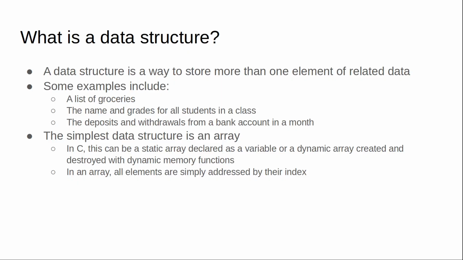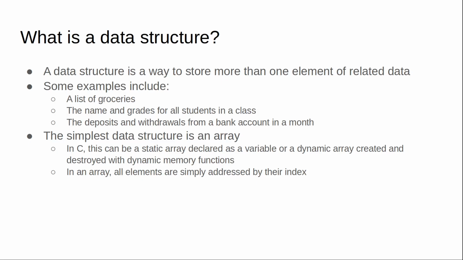So what is a data structure? What do we mean when we're talking about a data structure? Well, a data structure is a way to store more than one element of related data together. Things like a list of groceries, names and grades of students, deposits and withdrawals from a bank account. These are kinds of things that you may have seen in your introduction to C course. All very common. We could go on ad nauseam about different things we want to group together that are related.